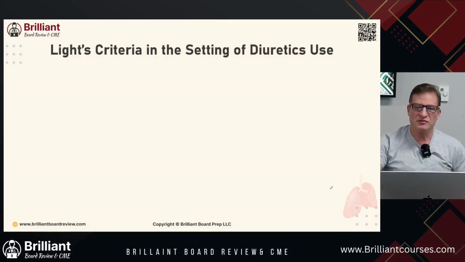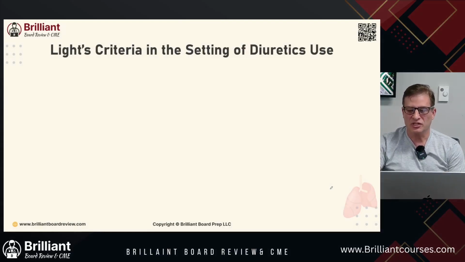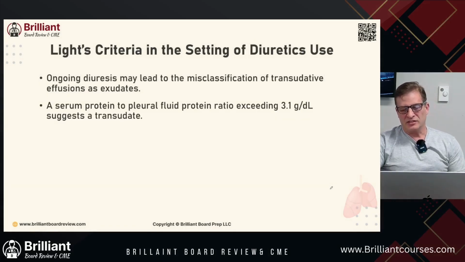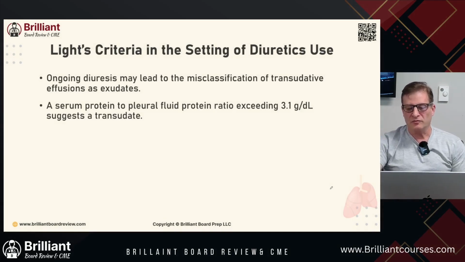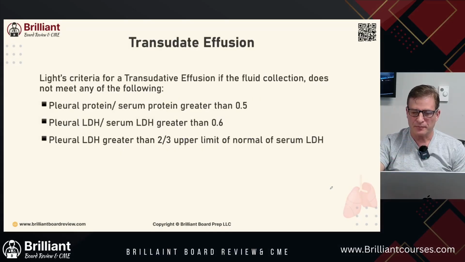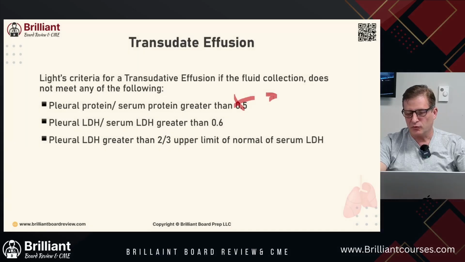So now what happens if you take diuretics? What can you do to adjust? Ongoing diuresis may lead to misclassification of transudative effusions as exudative. A serum protein to pleural protein ratio exceeding 3.1 suggests a transudate. So you change up your ratios, meaning let's go back. The greater than 3.1, so instead of 0.5, greater than 3.1.